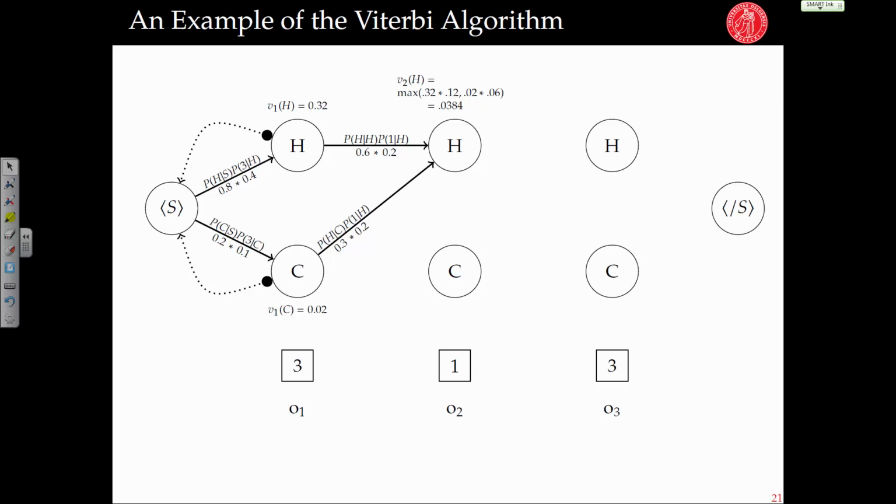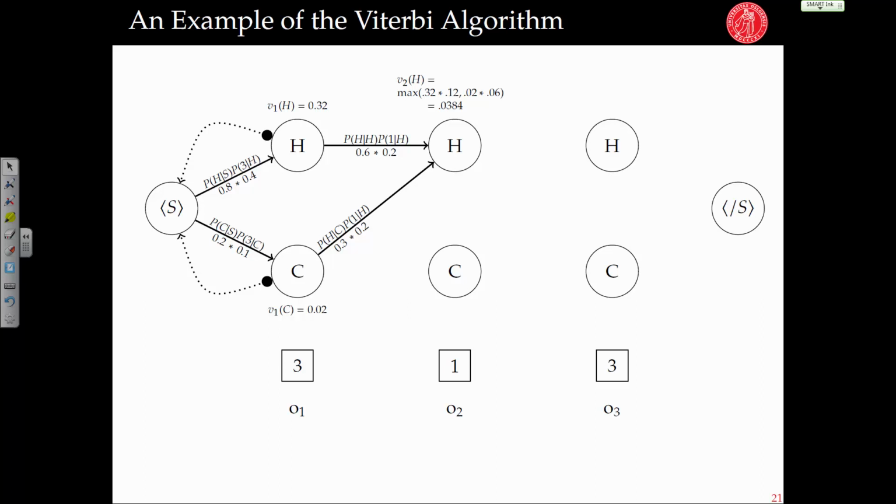Do you see that? What we want to find is the maximum of these two. So the maximum of being at state H, given that we have been at state H also, or being at state H given that we have been at a state C.